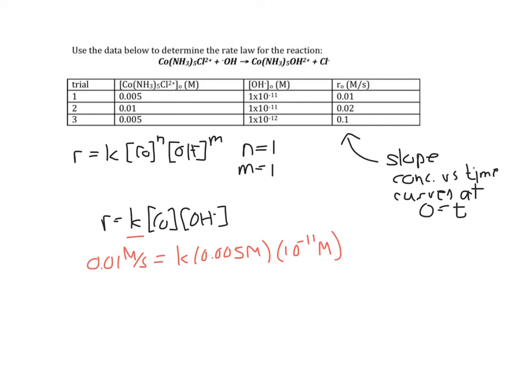And so we can see that 0.01 molar per second is equal to K times 5 times 10 to the minus 14 molar. If I divide by that, that will equal K, because I just need to solve this equation for K. So I divide by 0.005 times 10 to the minus 11, which is the same as 5 times 10 to the minus 14. And so when I do that, I get K is equal to 2 times 10 to the 11th per second. So the units of K in this case are per second.